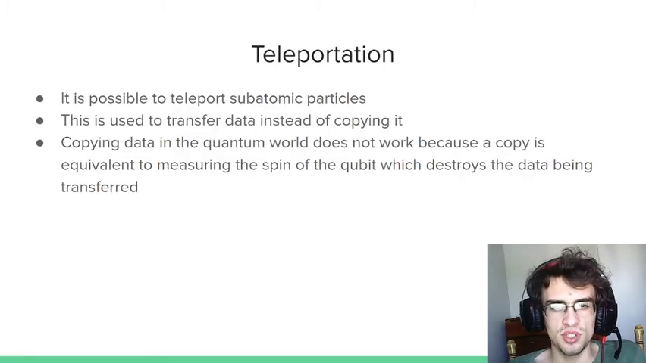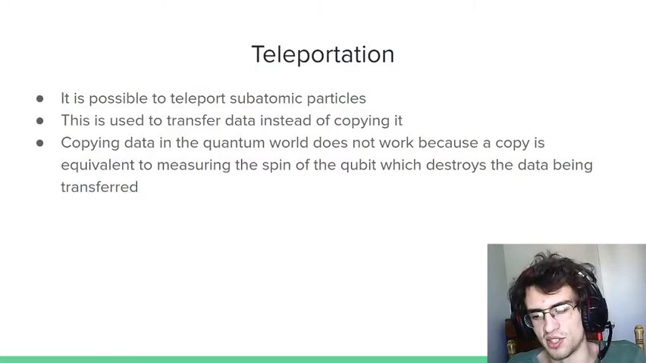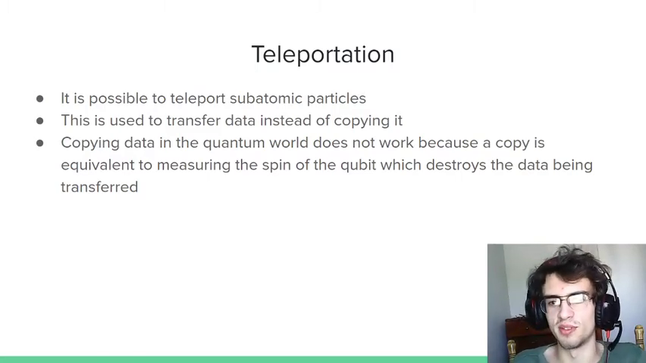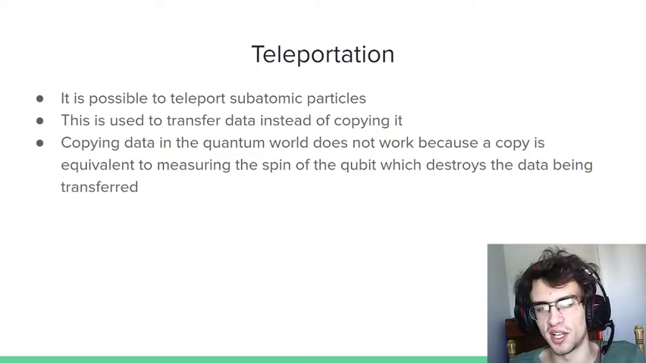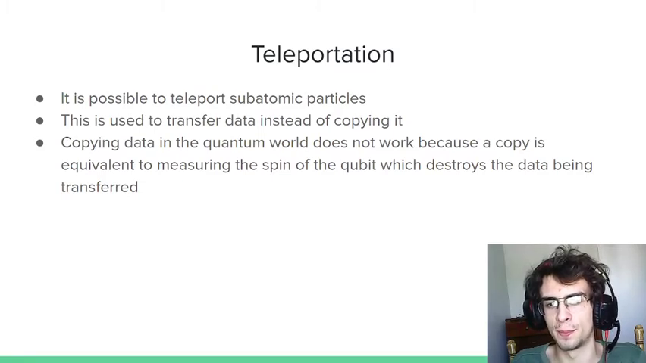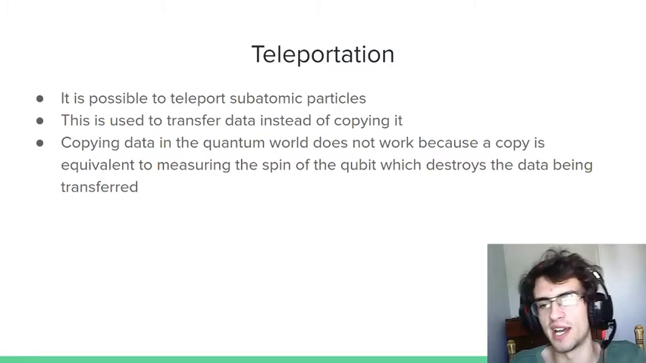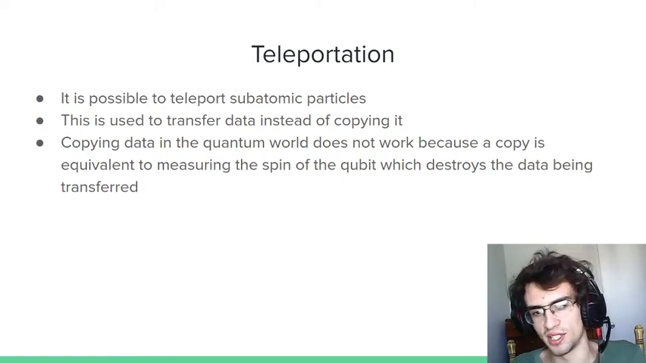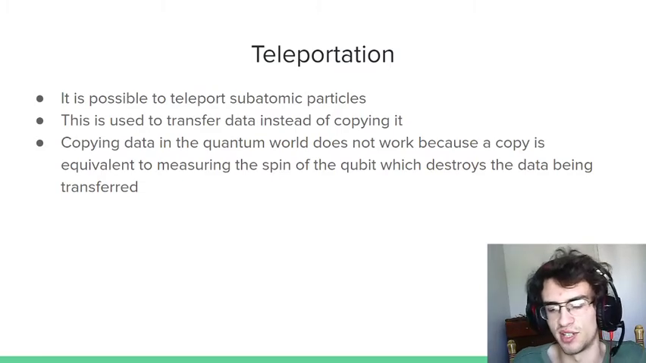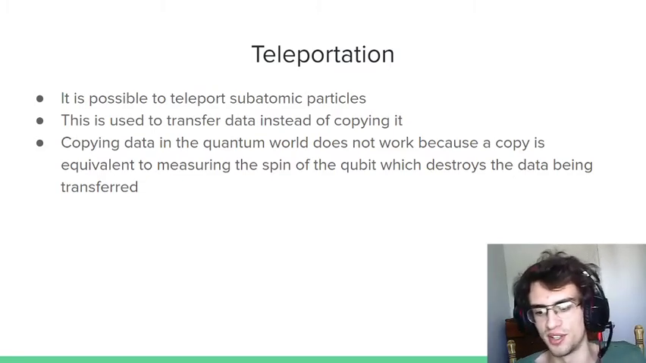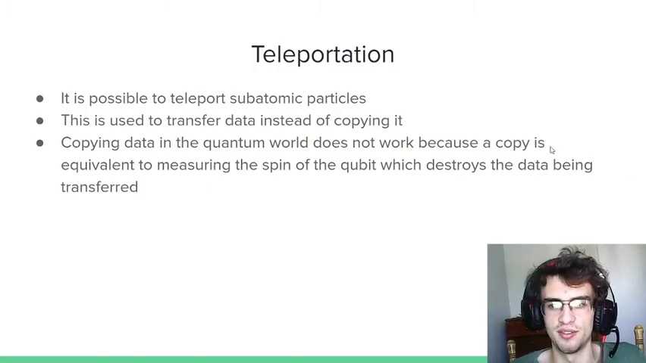Teleportation. The problem that teleportation basically solved, and why it's used in quantum computers, is that when you need to copy data, you can't really copy data using a quantum computer because measuring the spin of a qubit basically destroys the data being transferred. So instead you have to teleport the data from one qubit to another. Otherwise, you can't really transfer data between qubits.